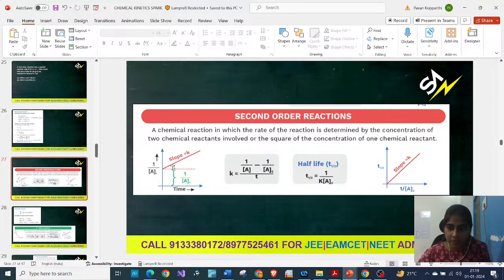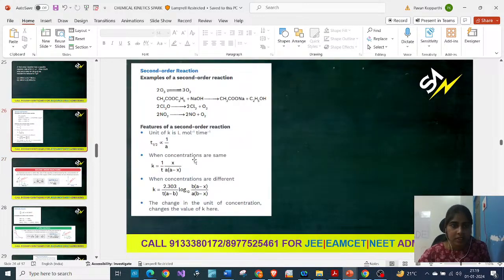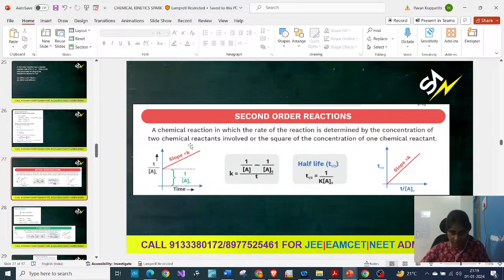So these are the second order reactions, and let's discuss a few more concepts, that is, the pseudo order reactions, the collision theory, the Arrhenius equation, and the problems based on all these terms in the next class.